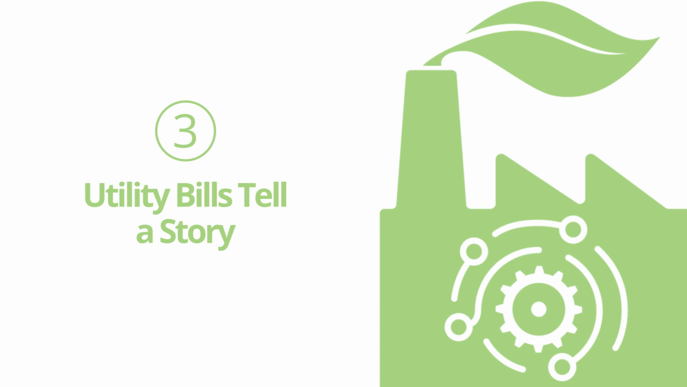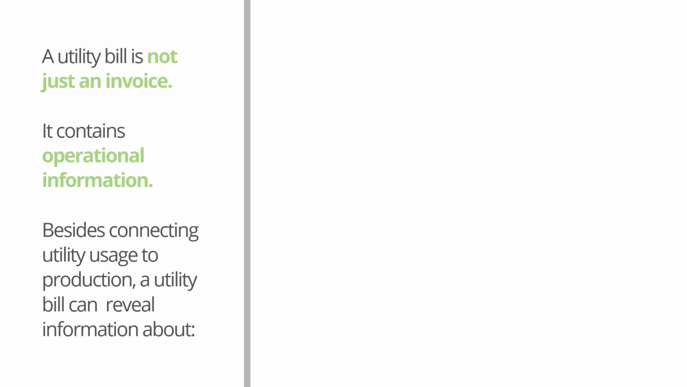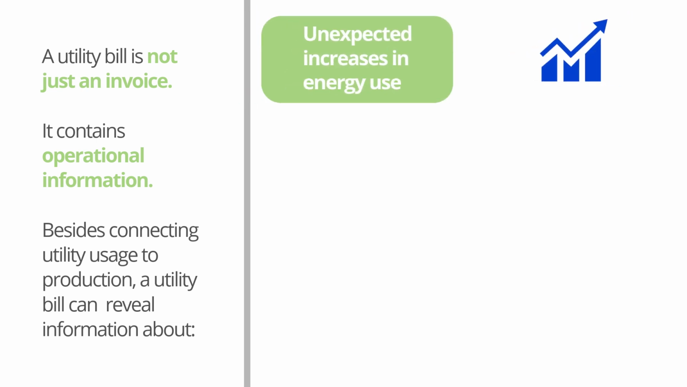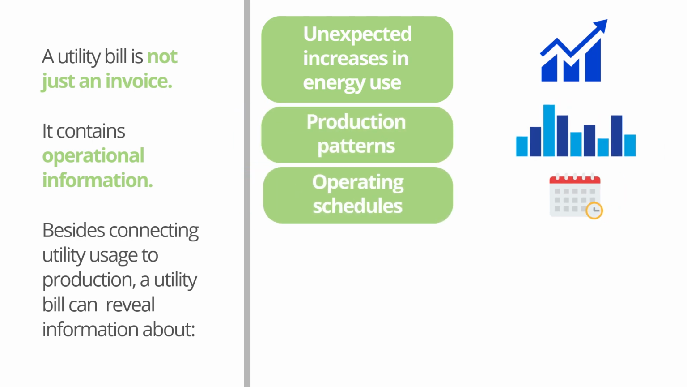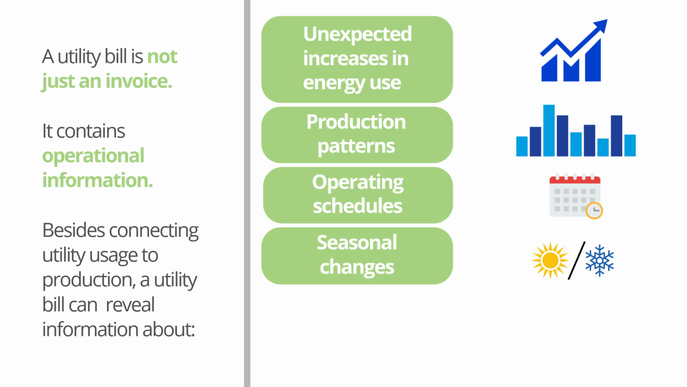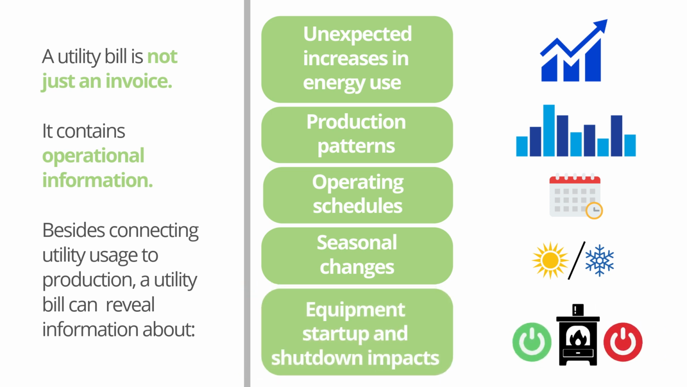Utility bills tell a story. A utility bill is not just an invoice. It contains operational information. Besides connecting utility usage to production, a utility bill can reveal information about unexpected increases in energy use, production patterns, operating schedules, seasonal changes, and equipment startup and shutdown impacts.